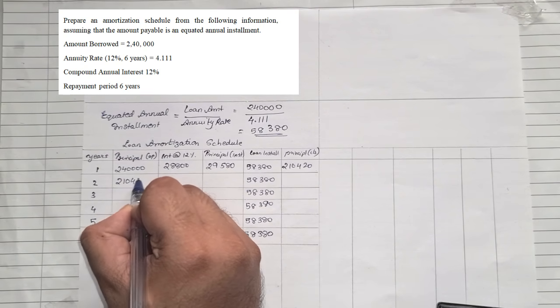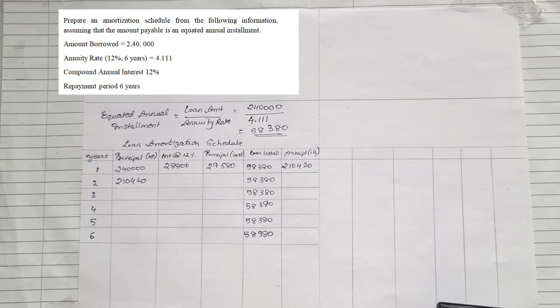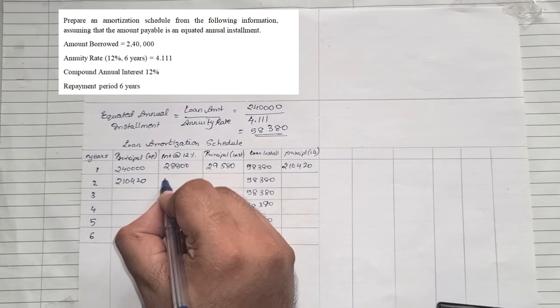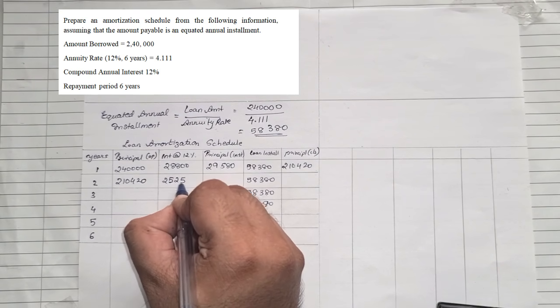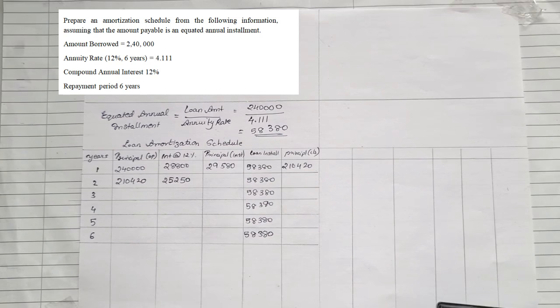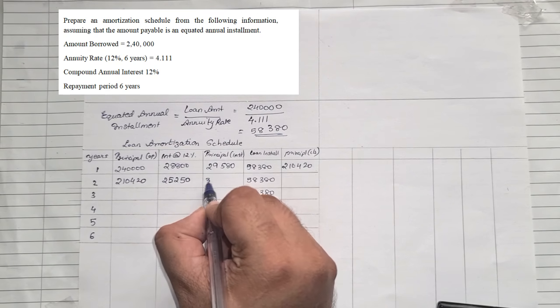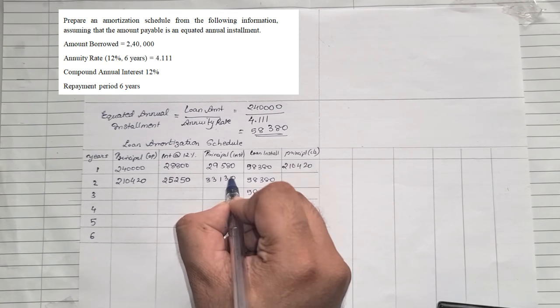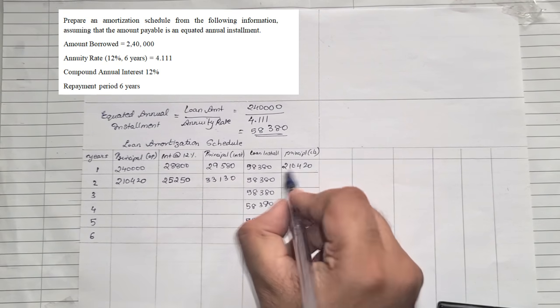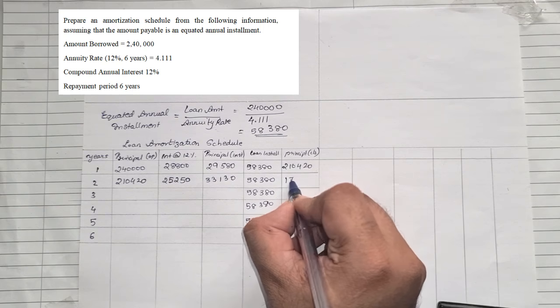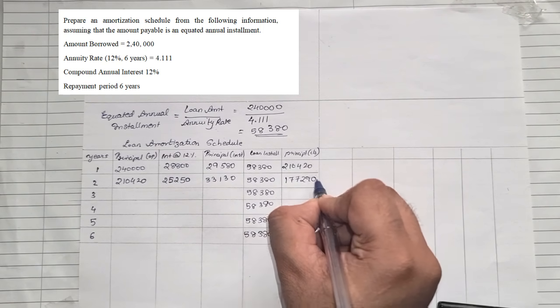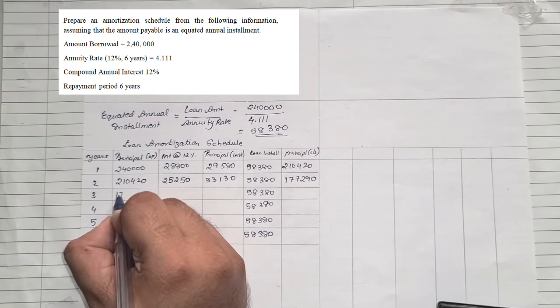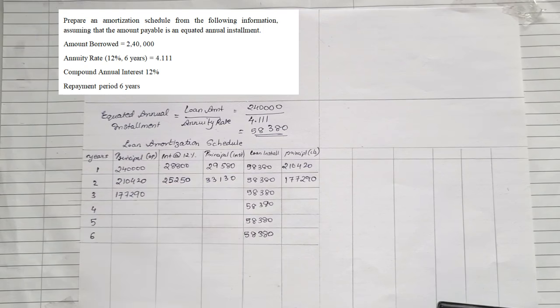So 2,10,420. Of that I will take 12% interest, so I will get the value as 25,250. Now this 25,250 subtracted from 58,380 will give you my principal installment, that is 33,130. I subtract this from the opening, and I'll get my closing balance 1,77,290. Again last year's closing will become the current year's opening, 1,77,290.